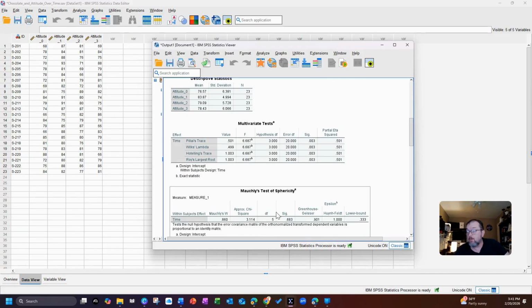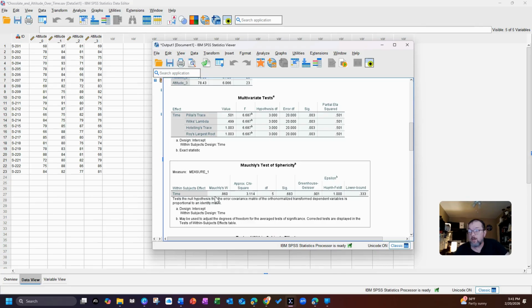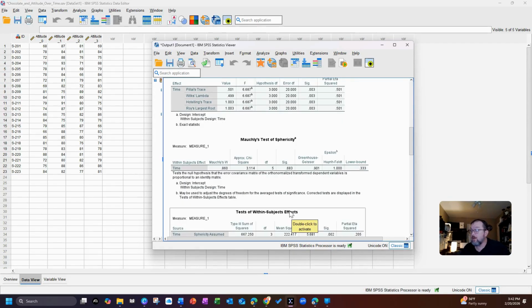My Mauchly's W is 0.860 with degrees of freedom of 5 and a significance of 0.683. So my chi-square was 3.114, and my p equaled 0.683. Because p is 0.683, well above my 0.05, the assumption of sphericity is not violated, and I will use the sphericity assumed row within my subjects effects.